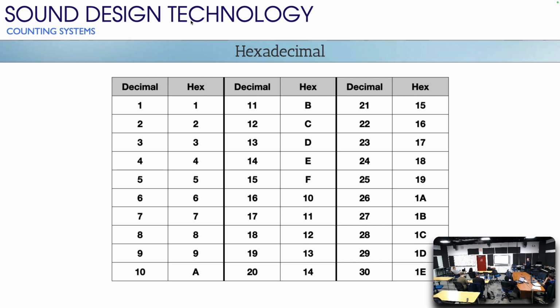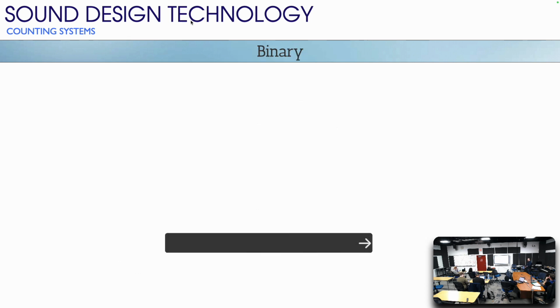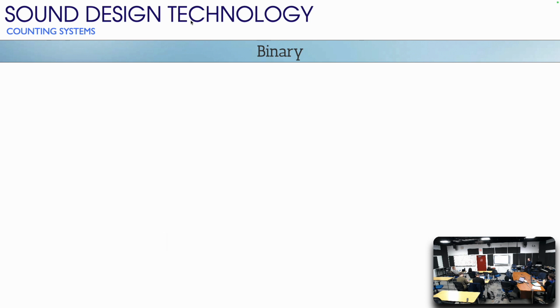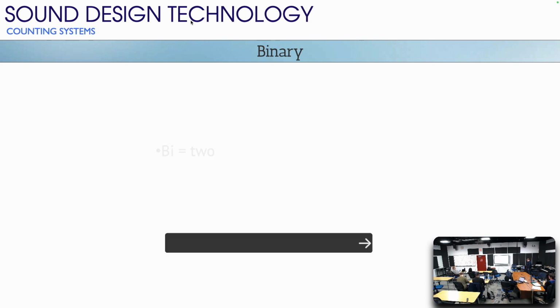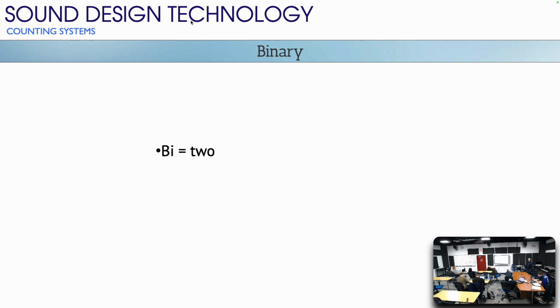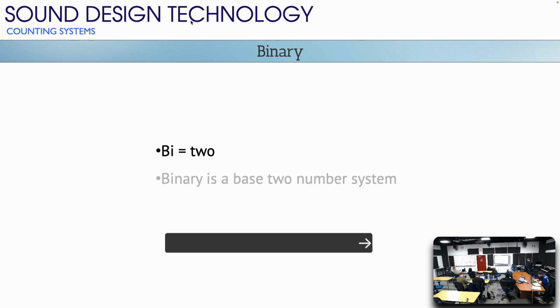And vice versa. You can go from binary to hex in your head way faster than you can go from binary to decimal. Okay? You ready for binary now? Well, hopefully you know that the bi in binary means 2. So binary is a base 2 numbering system. So we only get 2 digits in binary. It's 0 and 1.